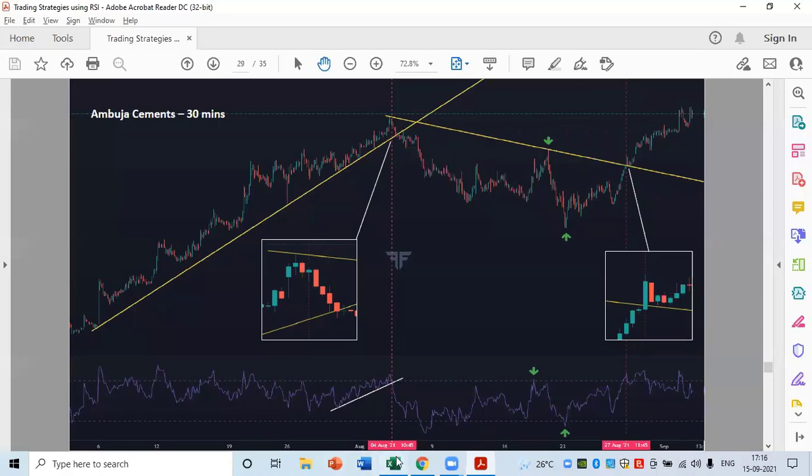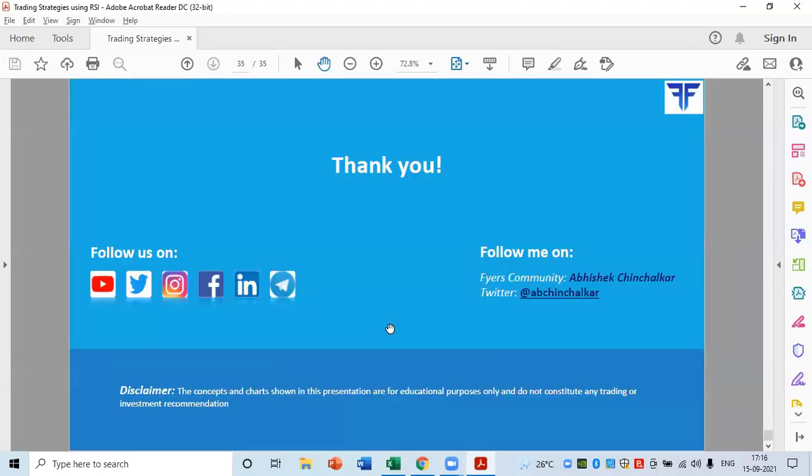So yeah, that was about it. Abhishek, there's one more question where Manish is asking how RSI can be used on the hourly chart, since RSI is calculated on daily price closing?